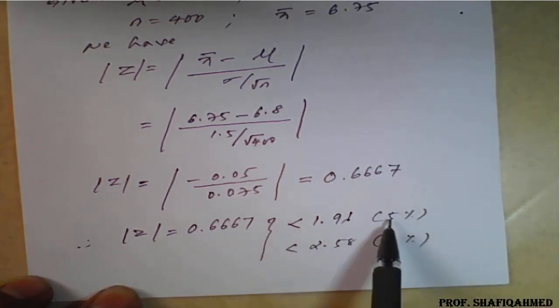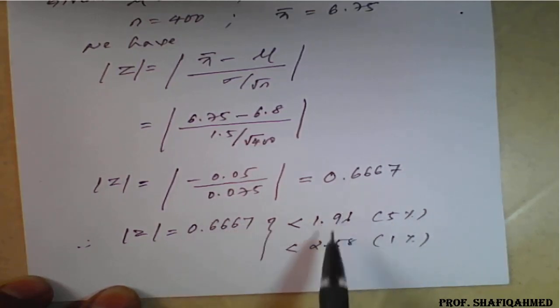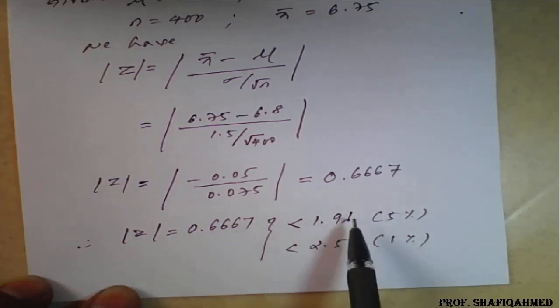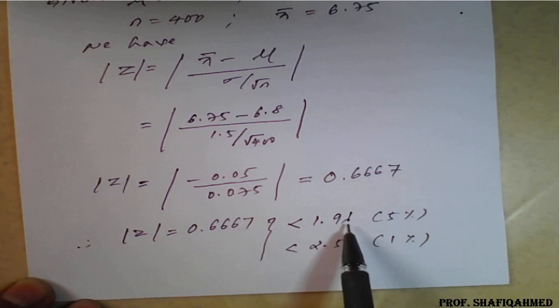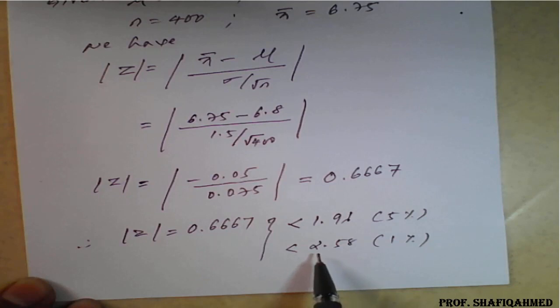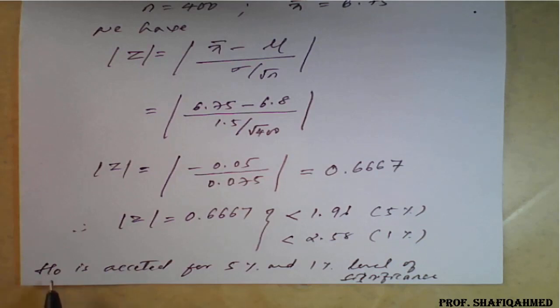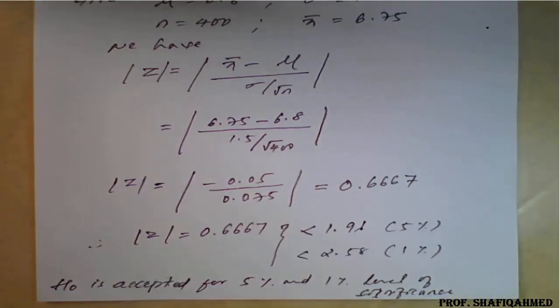So in 5% it is accepted because the value is less. If the value comes greater than either of these, then it is rejected. Since it is less than 1.96, we accept it. This 0.6667 is also less than 2.58, that is for 1%, so it is accepted. Therefore we draw the conclusion that H0 is accepted for 5% and 1% level of significance. Okay, so you can conclude it like that.